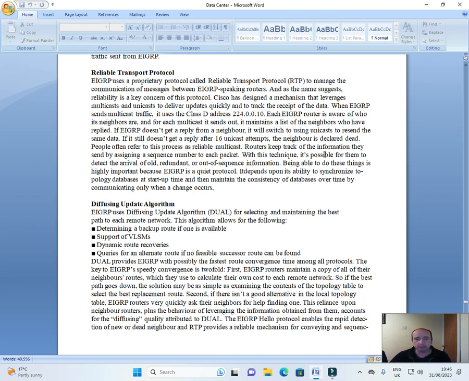Routers keep track of the information they send by assigning a sequence number to each packet. With this technique, it is possible for them to detect the arrival of old, redundant or out of sequence information. Being able to do these things is highly important because EIGRP is a quiet protocol. It depends upon its ability to synchronize topology databases at startup time and then maintain the consistency of databases over time by communicating only when a change occurs.